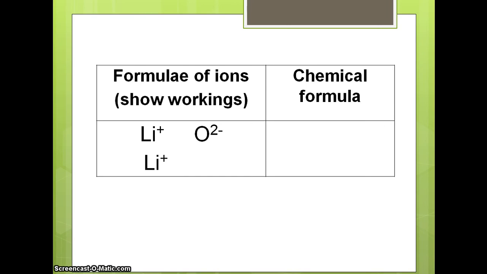After writing it down, you'll be required to balance the charges. Since the oxide ion has a charge of 2-, we will require 2 lithium ion with a charge of 1+ to balance the charges on the oxide ion. After that, you write down the chemical formula of the ionic compound without the charges. In this case, it is your Li2O.